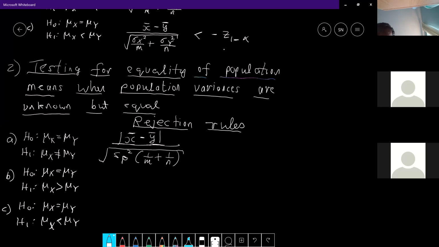Greater than the percentile of the t distribution. You should know how to read this. Right, percentile of the t. I showed you some time ago how to read the tables for the t distribution, so you should know how to read it, guys. Okay. Then.